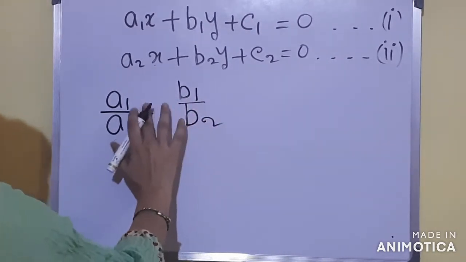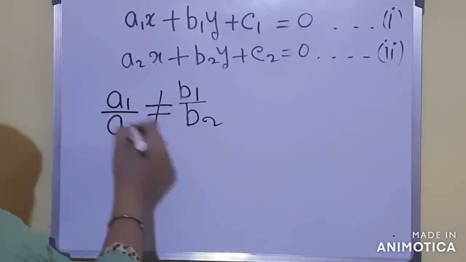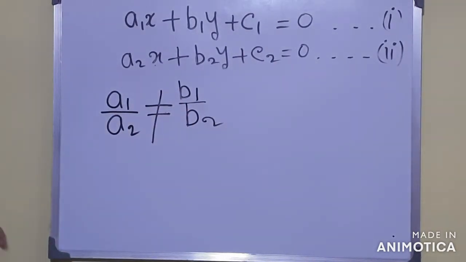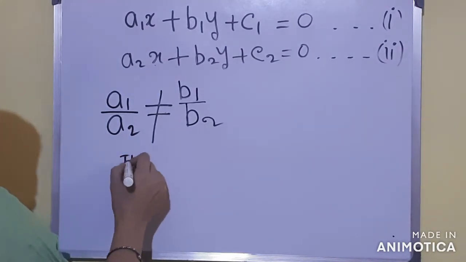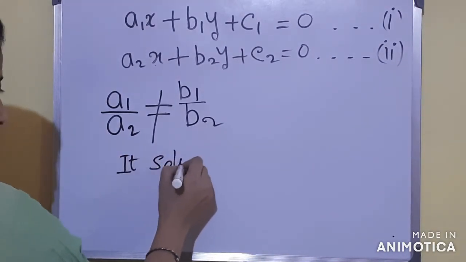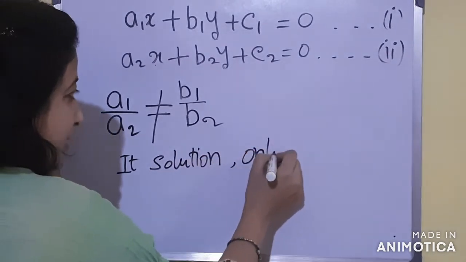If these two ratios, a1 by a2 and b1 by b2, are not equal to each other, then we will say that it has a solution, and only one solution.